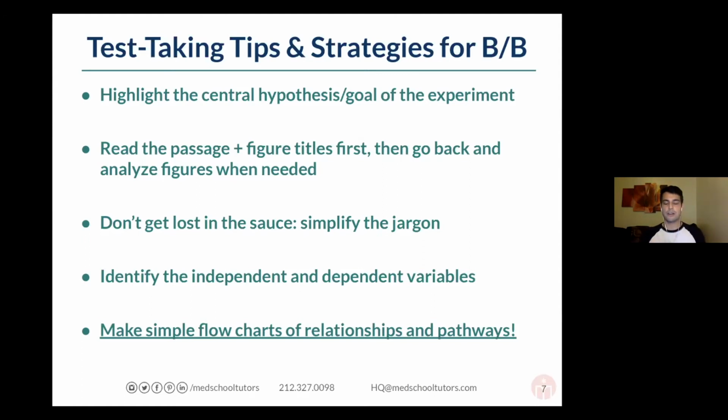So really limit your highlighting in the biochem section to just the central hypothesis or the goal of whatever experiment is being described. There will almost always be an experiment that's the heart of the passage you're looking at. We'll do this in our demo passage, but really limit your highlighting to the central hypothesis and goal of the experiment. One thing I'd add there that is not written is highlight the independent variable and the dependent variable that the scientists in the passage are investigating.